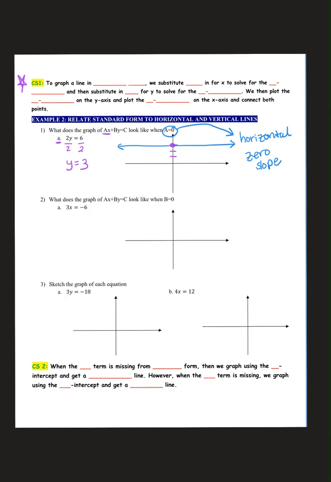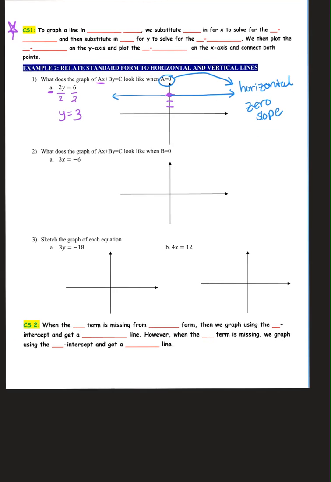Okay. Now let's talk about what does the graph of ax plus by equals c look like when b equals 0, meaning there is no by this time. So I'm going to divide by 3 for this problem. This 3x equals -6 on both sides, so I can get x by itself. And I have x equals, and -6 divided by 3 is -2. So I'm going to go to -2 on the x-axis. Here's -2, here's -1, put a point.